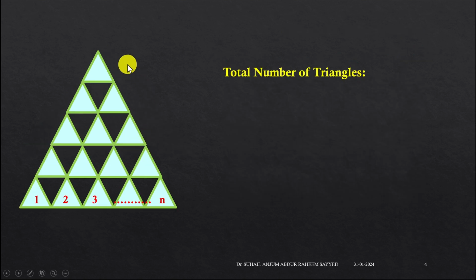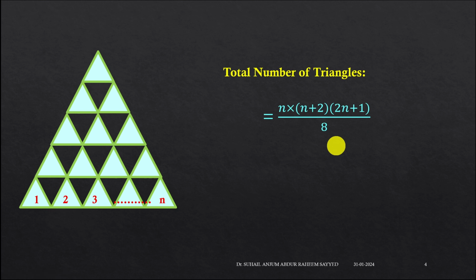Now, if we have the triangles like this, that is the other type of figure. Here we have the number of triangles at the base. The number of triangles at the base are 1, 2, 3, dot, dot, dot, up to n. If this type of figure is there, then the formula is n multiplied by n plus 2 multiplied by 2n plus 1, this divided by 8. Now here we have to consider the integer. Finally, whatever we get from the division, we have to consider the integral division of this.